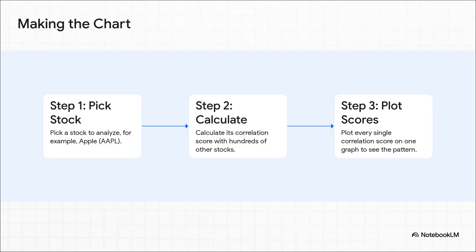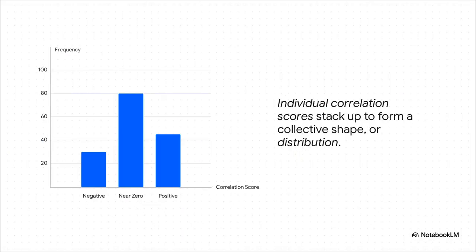So how do we even build this thing? It's actually a pretty straightforward three-step process. First, you just pick a stock. Let's stick with Apple. Second, you run hundreds and hundreds of calculations, measuring its correlation score against every other major stock you can find. And finally, you take all those individual scores and plot them together on one graph to see the big picture.